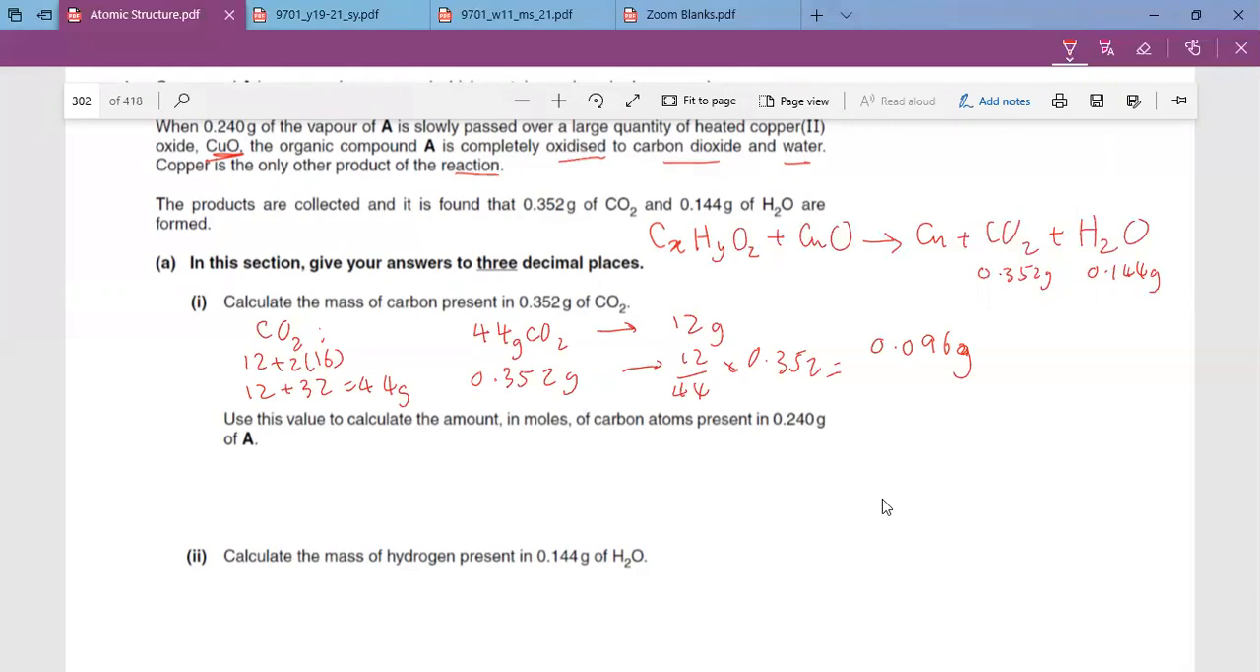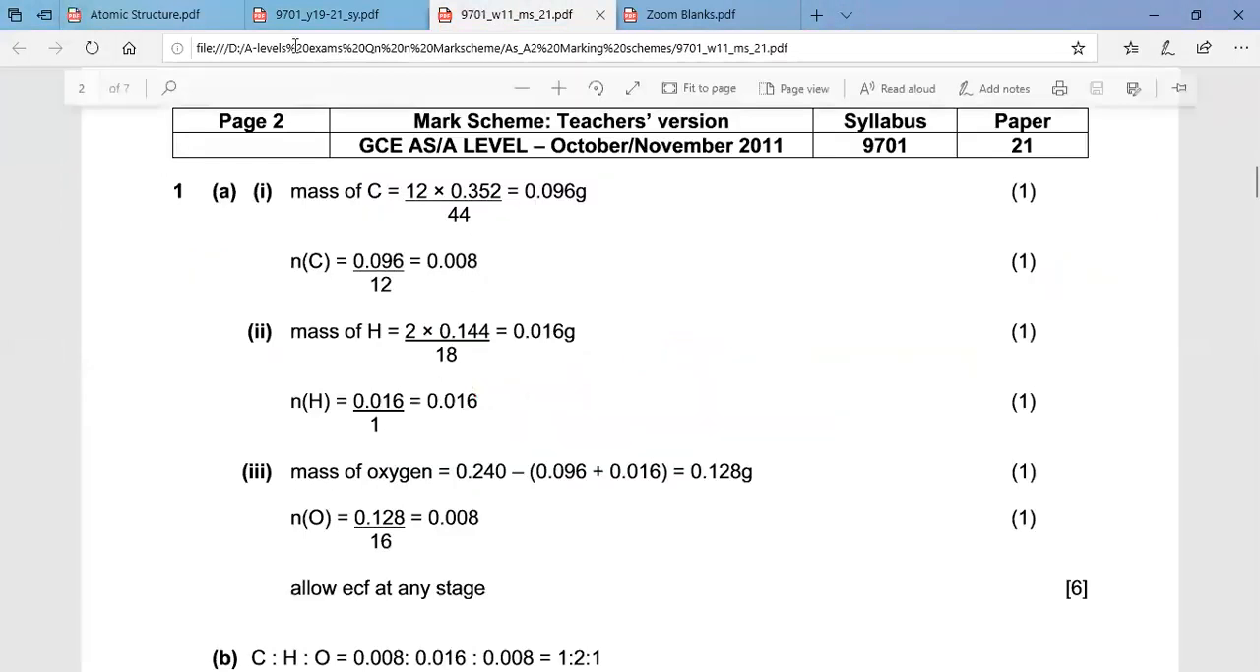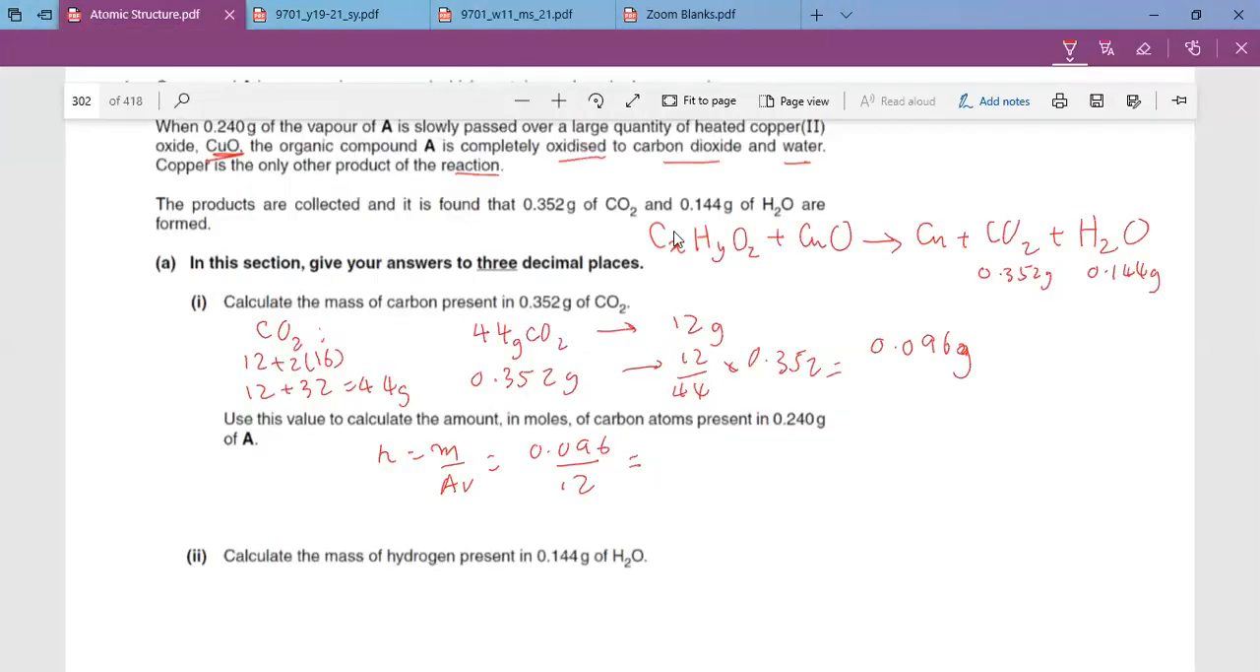Use this to calculate the number of moles of carbon atoms present. Number of moles equals what? Mass over Ar. So the mass is 0.096 over Ar is 12, which equals, you can see the answer again, 0.008 moles of carbon.